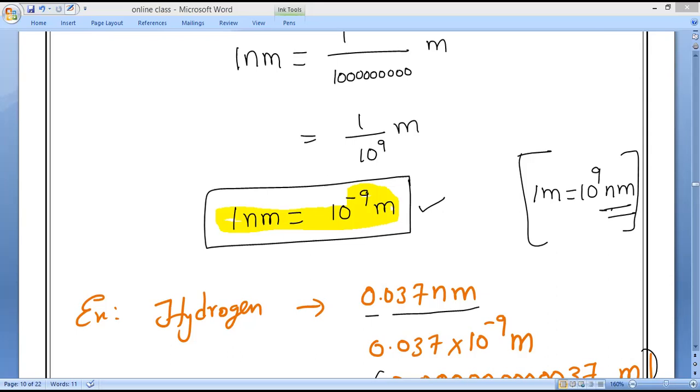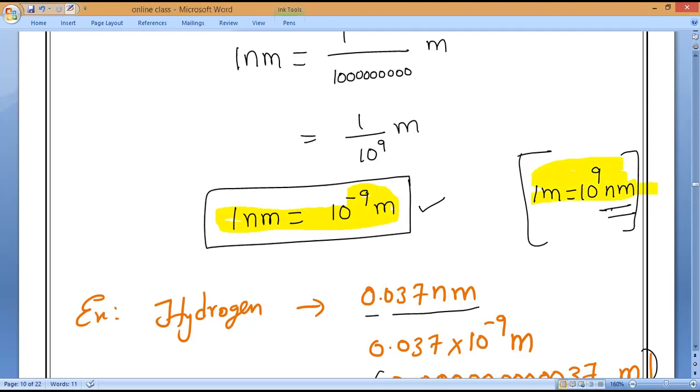So 1 nanometer is equal to 1 by 10 power 9 meters, which means 10 power minus 9 meters. And 1 meter is equal to how many nanometers? 10 power 9 nanometers is equal to 1 meter. So learn that too. Then we'll study in the next class.